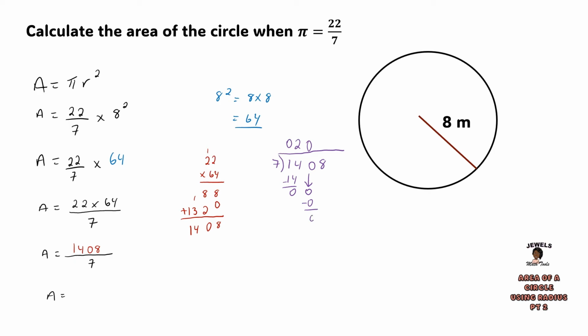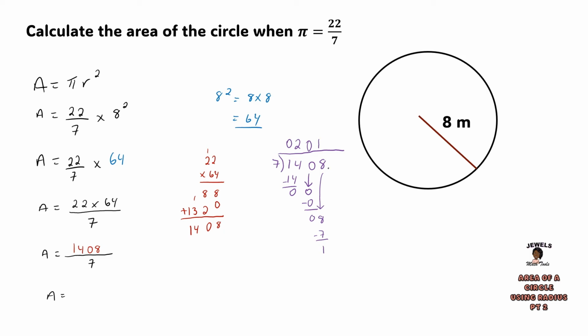We'll next continue on with our division by bringing down our 8. 7 will divide into 8 one time. 1 times 7 is equal to 7. 8 minus 7 is equal to 1. And I am going to continue dividing.